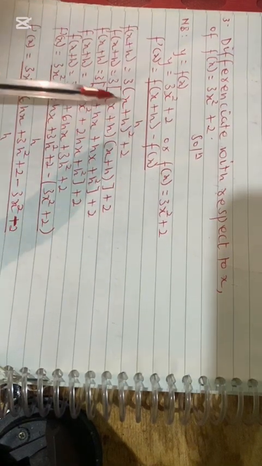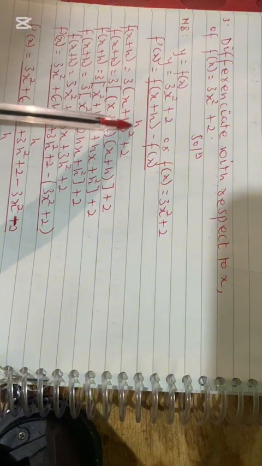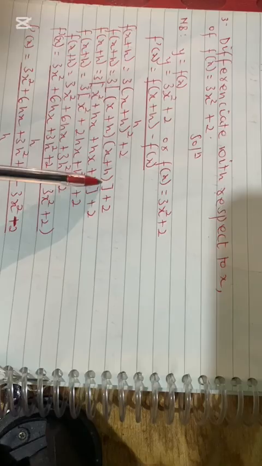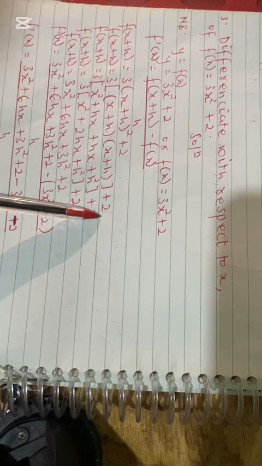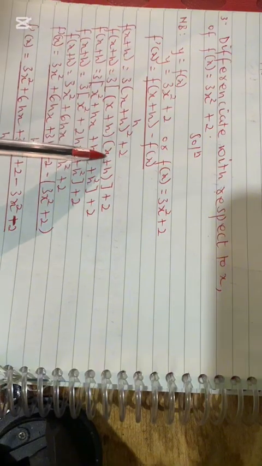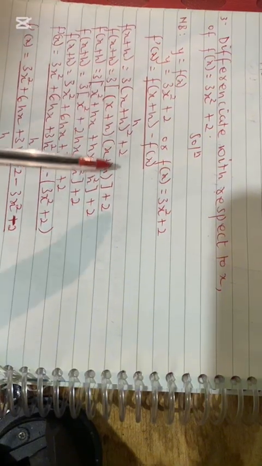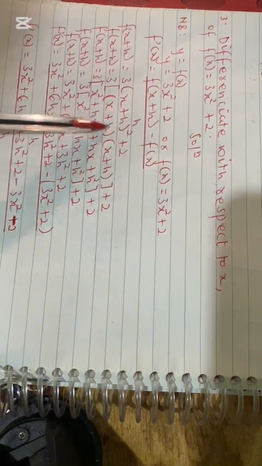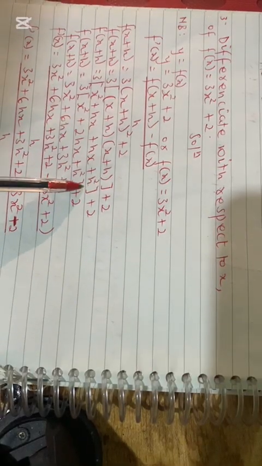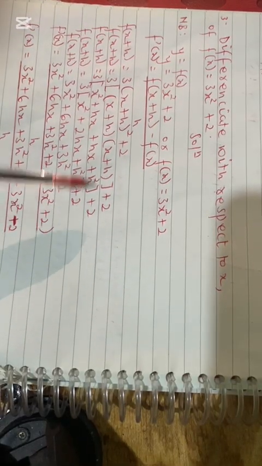So now let's expand. Now x plus h all squared can be written as x plus h multiplying x plus h, then plus 2. I hope you understand this step. So now let's expand. x times x will give you x squared. x times h will give you hx. h times x will give you hx. h times h will give you h squared. Then plus 2.